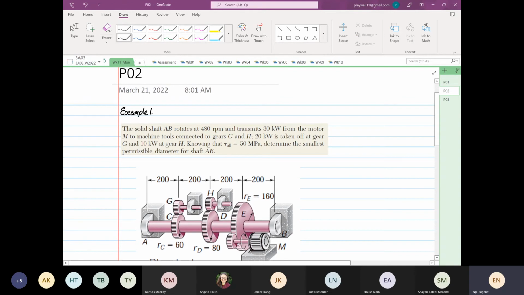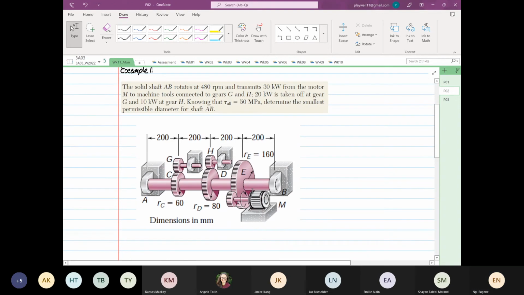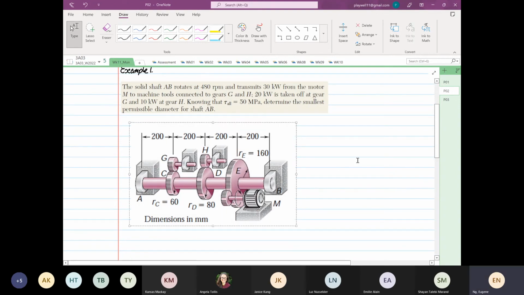So this is our example. We have a motor. You can see over there we have a motor, and I want you to take note of the rotation direction of the motor.